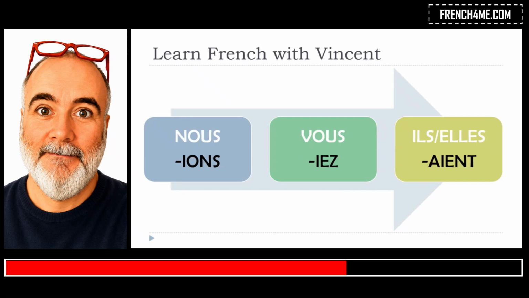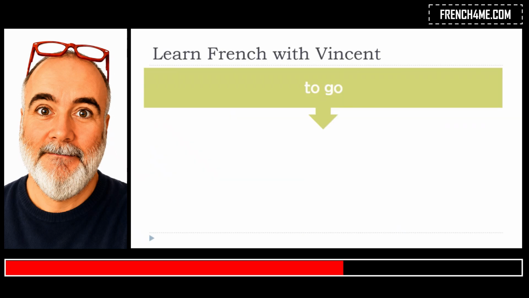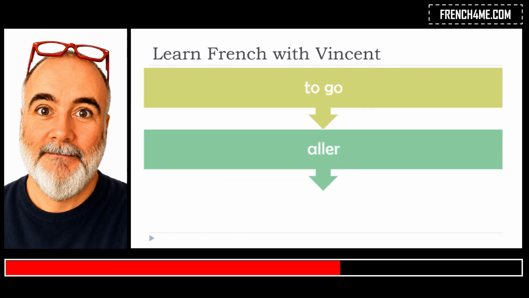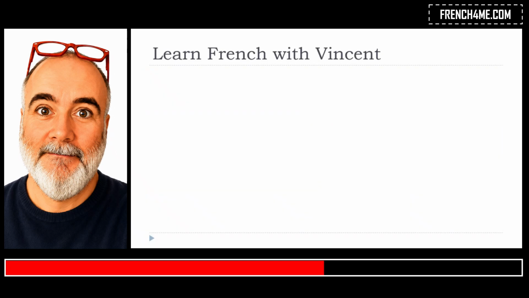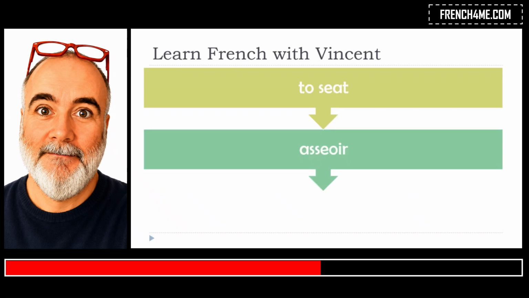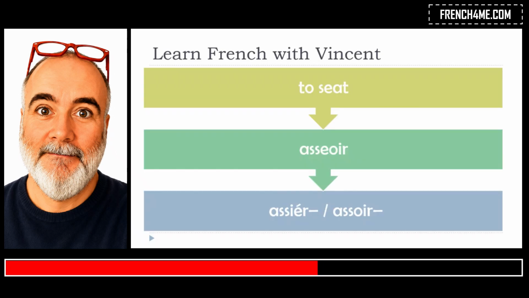Okay? So the way we'll do it, I will first read the verb, like to go, aller, ir. And then I will put the nous form, nous irions. I will do the same thing for all the verbs now. To sit, asseoir, assiér, assoir. So you can see that here you get two stems possible. The first one will give you assiérions, which is quite challenging to pronounce. And the second one will be assoirions.